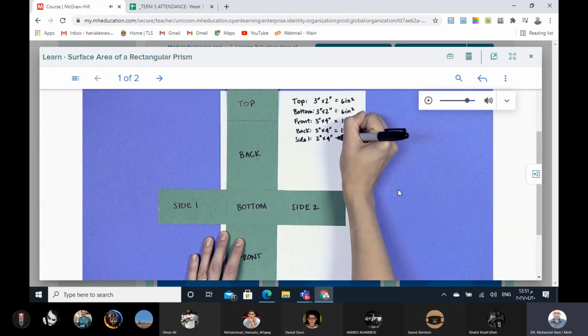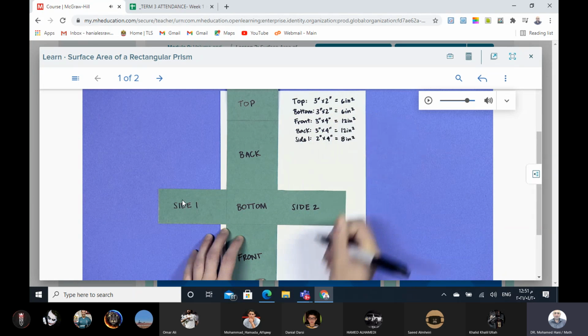The area is 8 square inches. Side 1 is also a rectangle, the width 2 and the length 4. So the area will be length times width, 4 times 2. 4 times 2 will be 8. And side 1 congruent with side 2 means they have the same area. If here 8, then here 8.